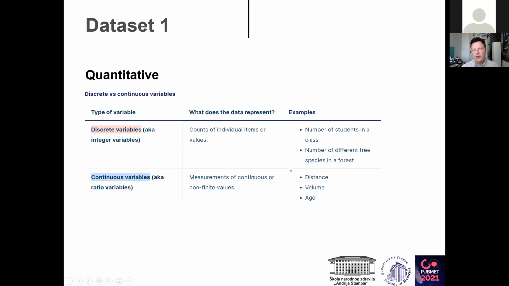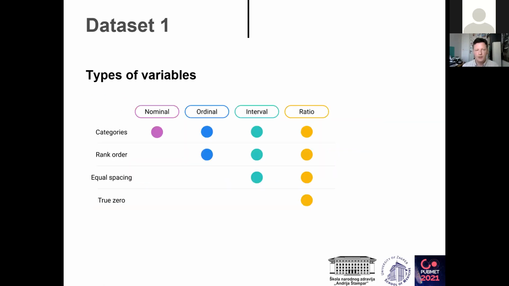What does it mean to have equal spacing? Here, for example, equal spacing means that if you measure age, then 1 year is always 1 year. The difference between 101 and 102 years of age is the same as between 5 and 6 years of age. A kilo is always a kilo, a centimeter is always a centimeter, and a mile is always a mile. So this is what it means. There is equal spacing.